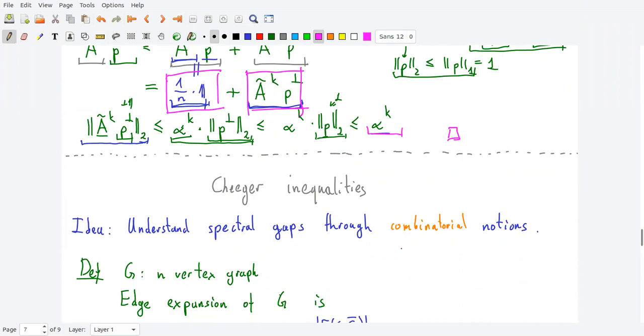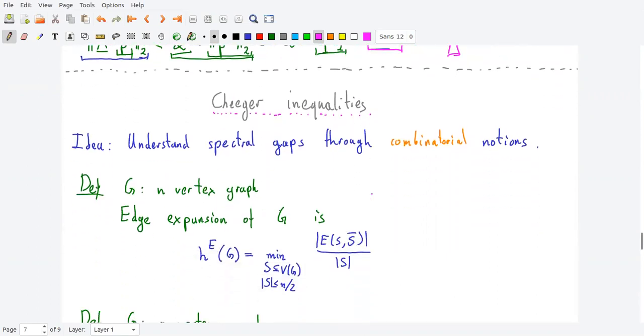Okay, if not, then I will go now to the last part here that we will be delving more into the details during the next lecture, but I just want to give a quick introduction into what we actually are interested in expanders. We will be proving during the next lecture something called Cheeger inequalities about expanders, and this is about understanding those spectral gaps. So how good expanders are in algebraic terms through understanding how good they are in combinatorial terms.